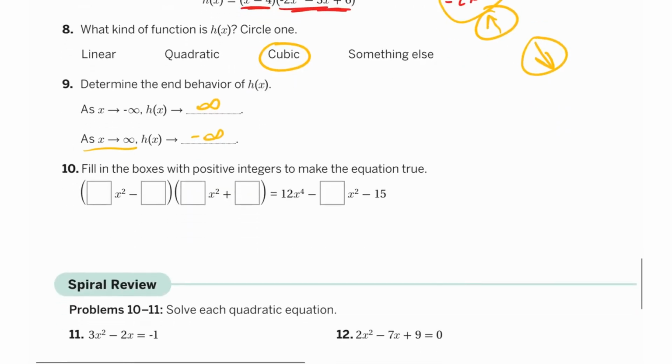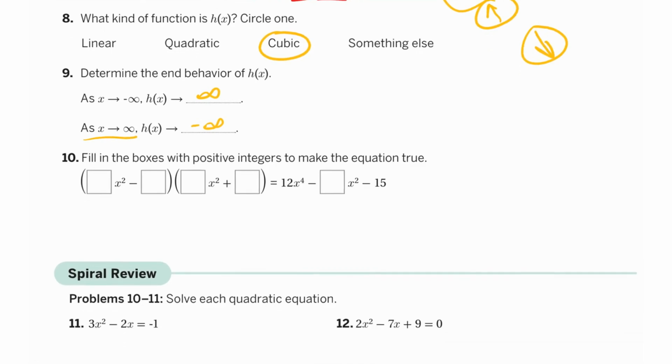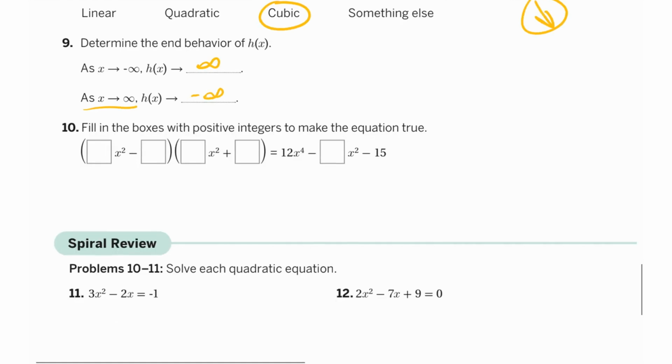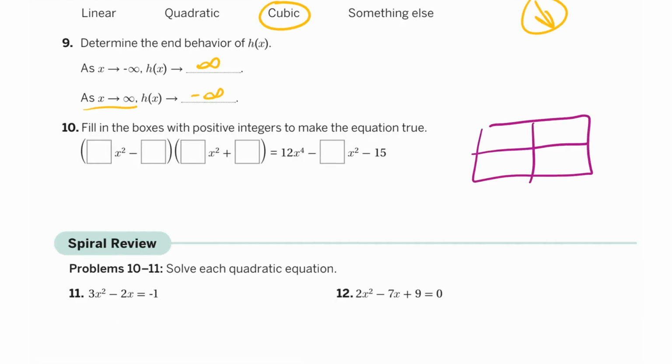Number 10, fill in the boxes with positive integers to make the equation true. So I'm going to, again, use my trusty box over here because I see that there are two terms. We got x squared and negative something, and then x squared and positive something, and then this becomes 12x to the power of 4, and the last term is negative 15. So it's kind of a puzzle here to figure out what goes here. What do I want this to be? Let's try 5 and 3 here to see if that works.